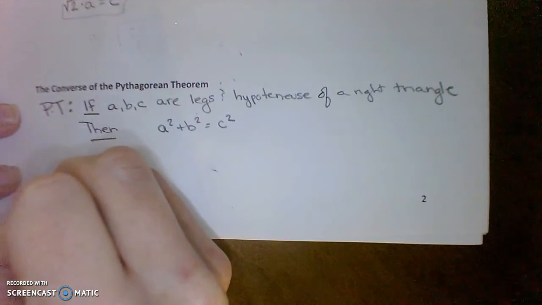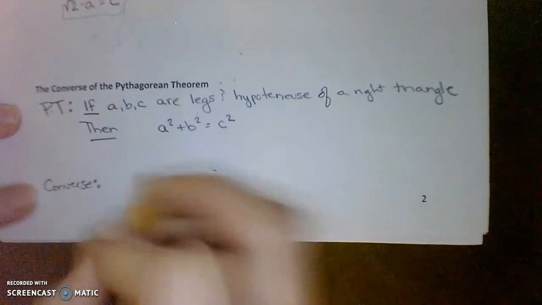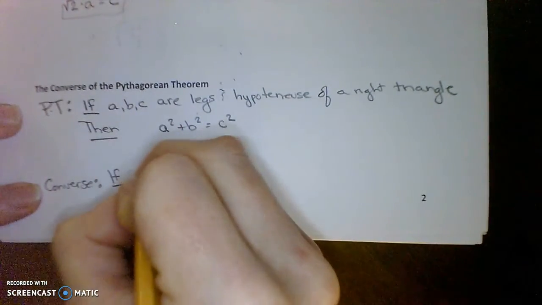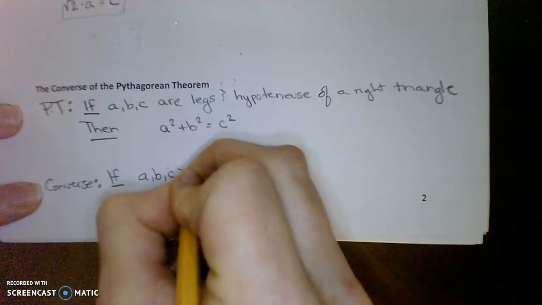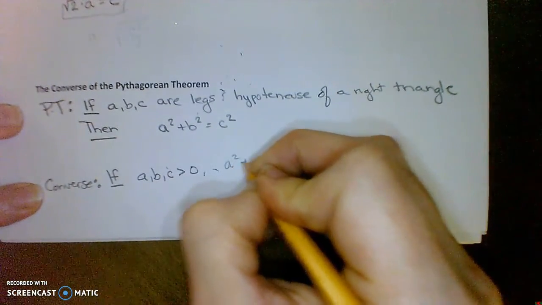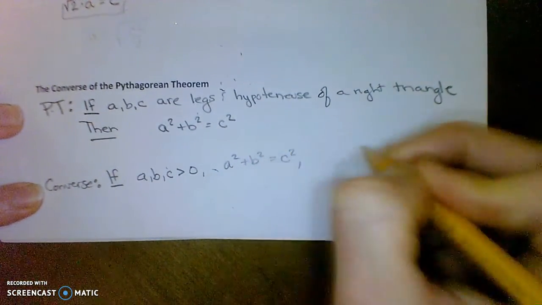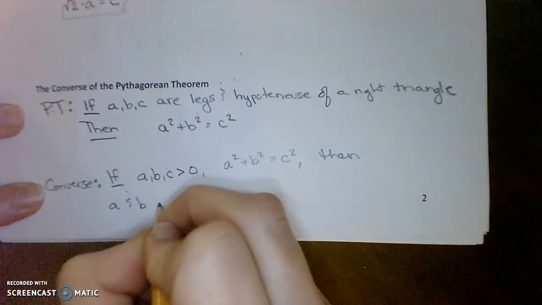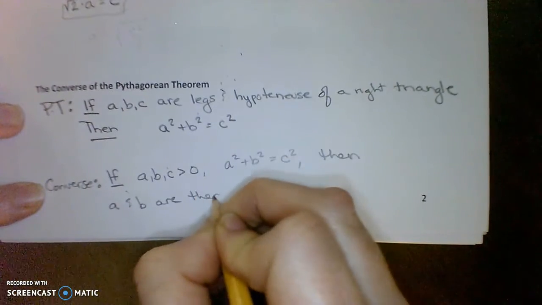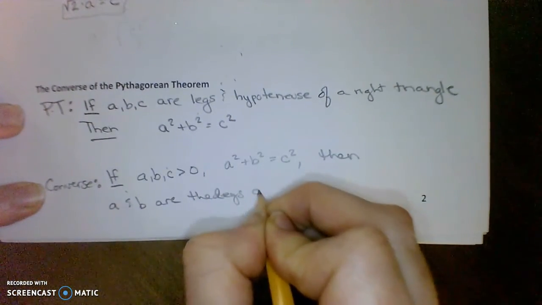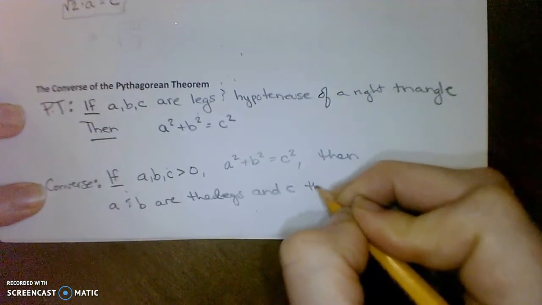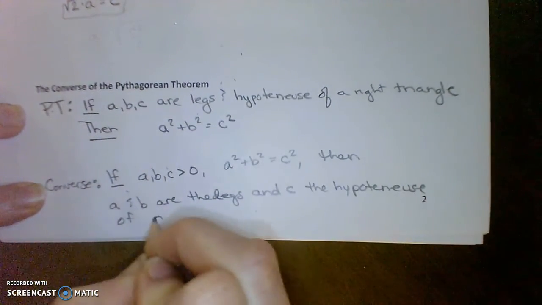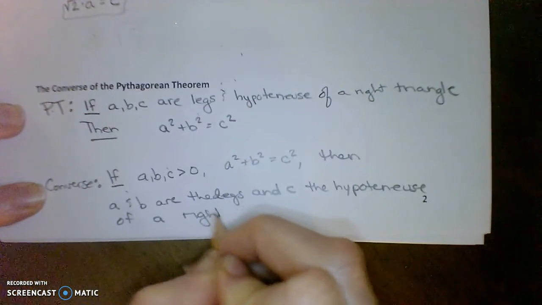So the converse says if a, b, and c, let's make sure that they're positive numbers first, a, b, and c are positive numbers with a squared plus b squared equals c squared, then a and b are the legs and c the hypotenuse of a right triangle.